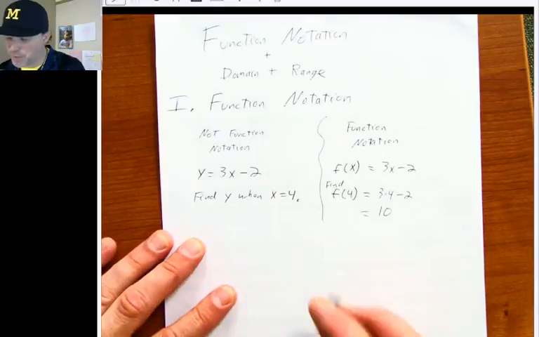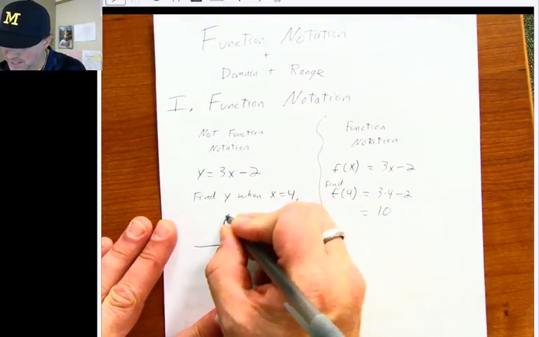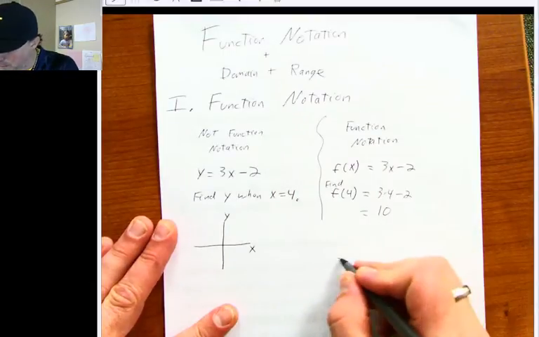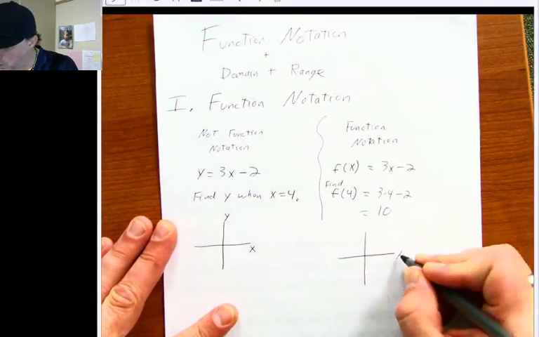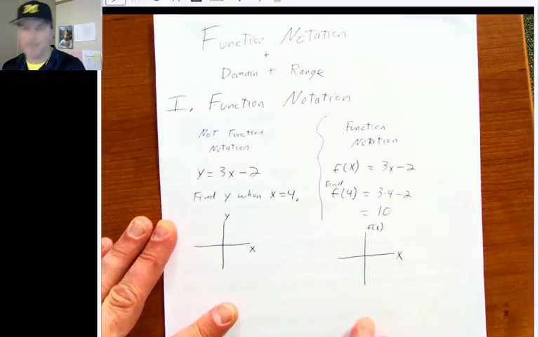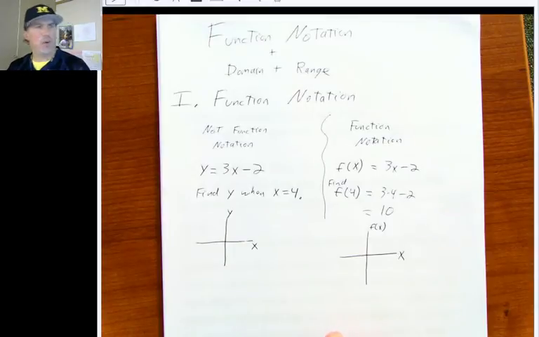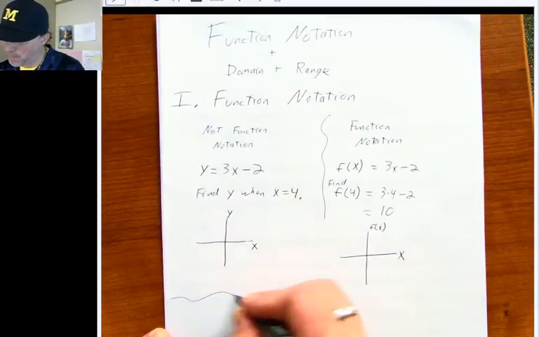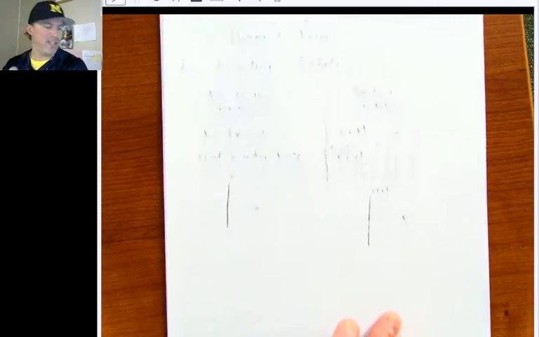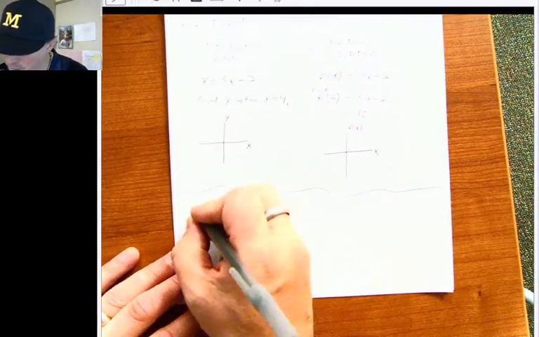You will see this within graphs too. Usually you'll see an x-axis and a y-axis, but if you're using function notation, this would be the x-axis, and this would be the f of x axis. So that's just a quick intro as to what function notation is, and then let's do some quick examples to show how you could use this.